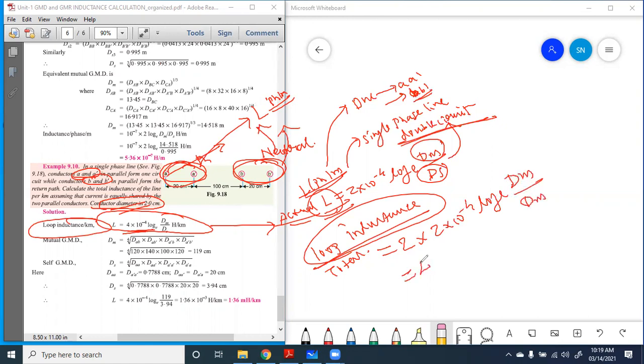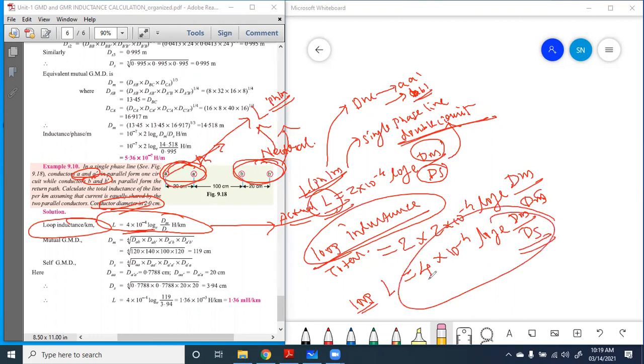So the final formula for the loop inductance becomes L equals 4 into 10 raised to the power minus 4 log e dm upon ds. In this way we get the final formula. In this way this formula is achieved for the loop inductance.